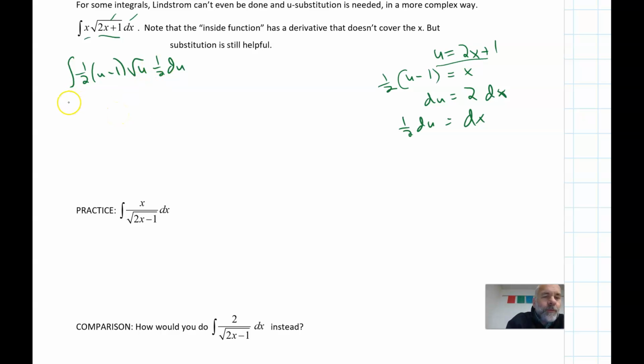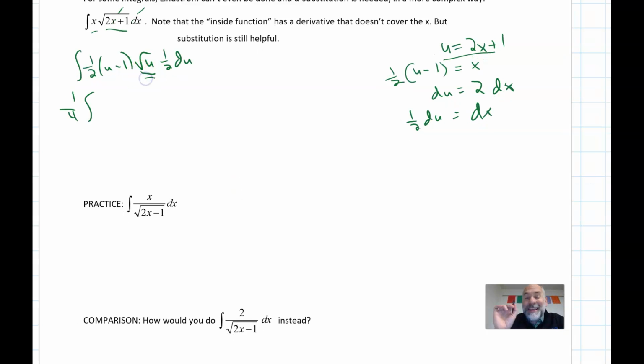Let me move the two 1/2s in front, make it a 1/4 constant multiplier. And that's a u to the 1/2 right here with the square root, and I can distribute that across the binomial next to it. I can multiply this times u and get u to the 3/2, multiply it times the minus 1 and make it minus u to the 1/2 du. By substituting that way, I can integrate this. The big thing is I could distribute the square root of u across this, but I couldn't distribute the x across the square root. That was the difference, and that's why this is going to work out.